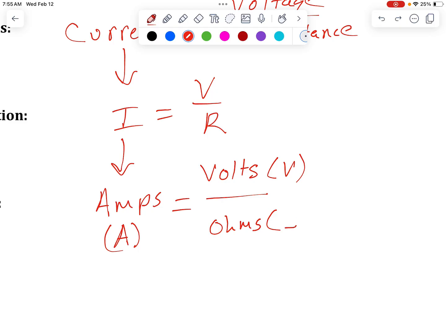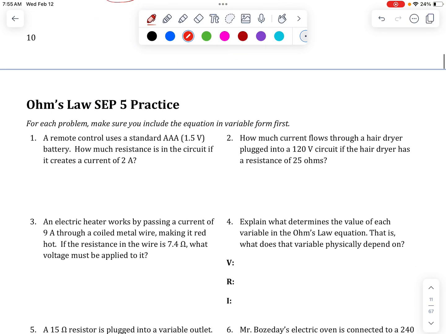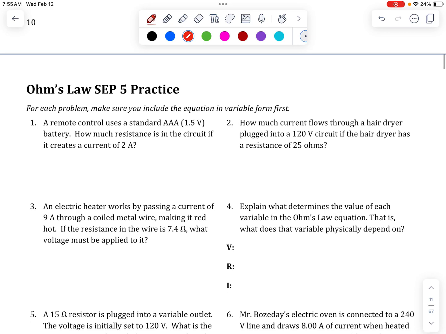Let's try that again. One more try. That's a little better. And so there you go. So when you see a problem that has something measured in these units here, you know it's representing resistance. Obviously, if something's measured in volts, you know that represents voltage. And if something's measured in amps, you know that represents current. Okay? So let's do one problem together on page 11, and then you can do the rest.